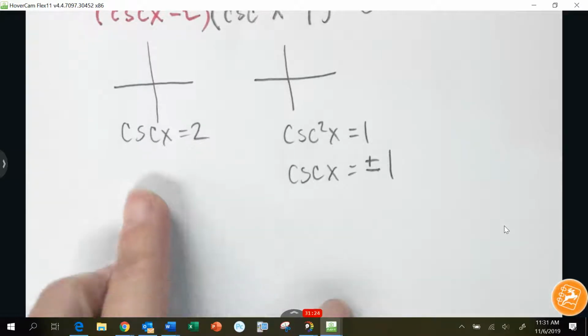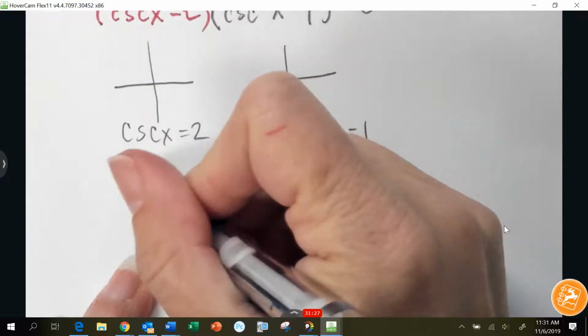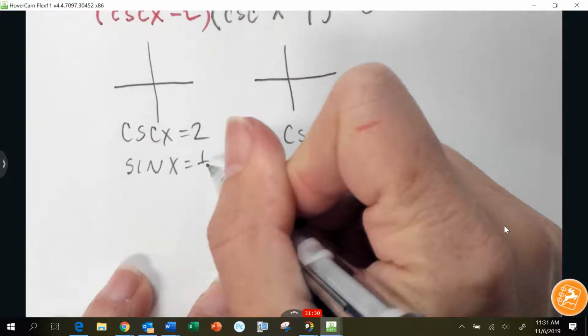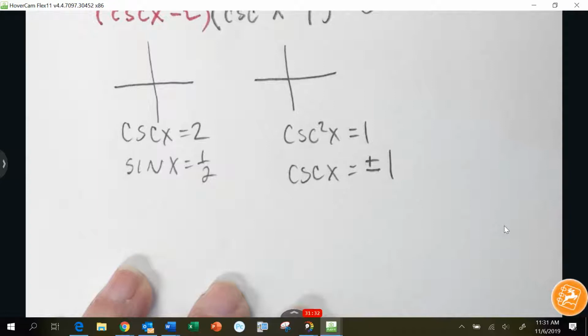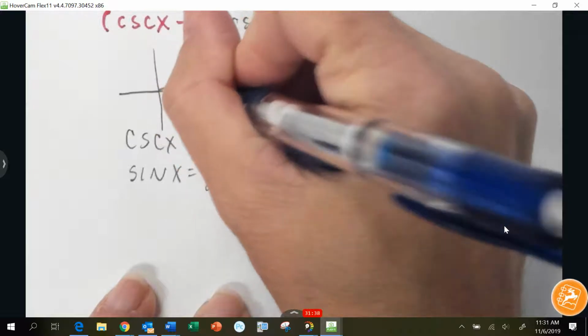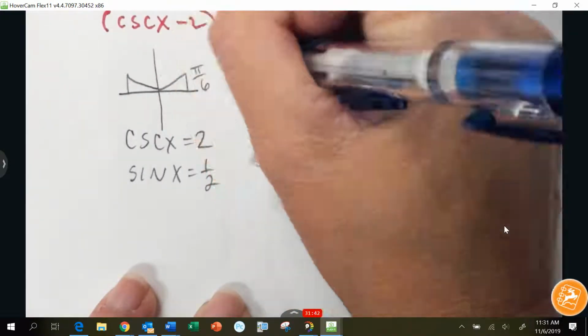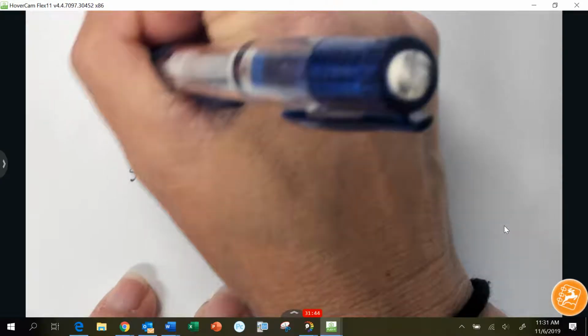Okay, so I solved each of these for cosecant x. Then I don't know cosecants, but I know sine. And I know where sine is a half. I feel like I've already said this twice to you today. Where is sine a half? 30 degrees. This is positive, so it's going to be in the first and second quadrant. It's going to be 30, which is pi over 6. So pi over 6 and 5 pi over 6.